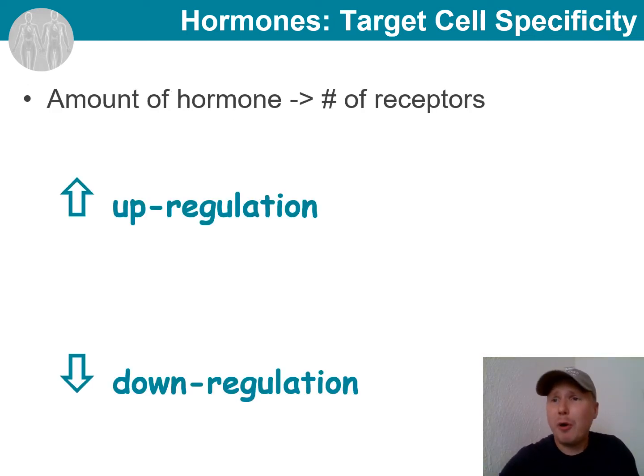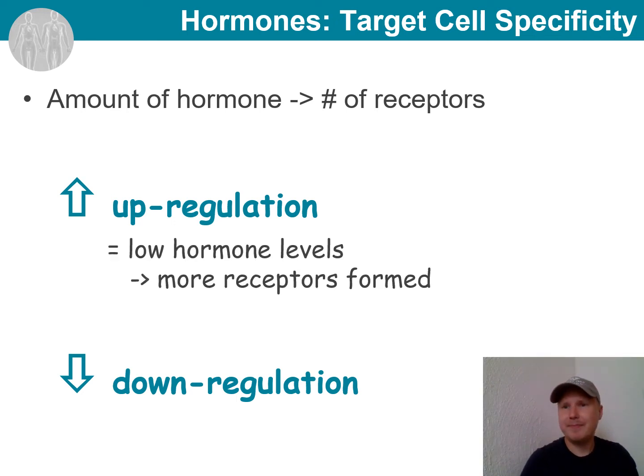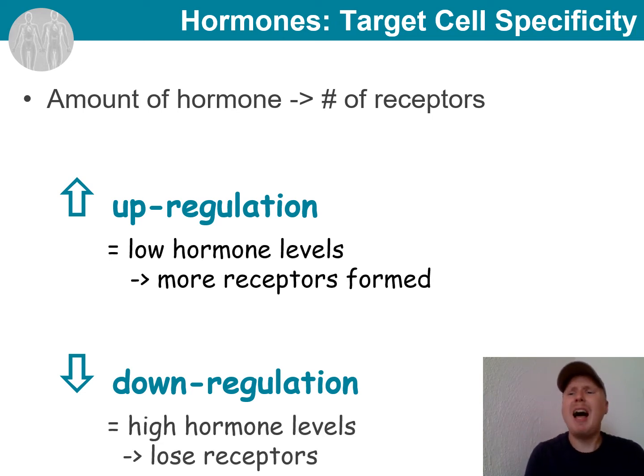The amount of hormone that is present will also have an effect on the number of receptors in the target cell. If there are low levels of hormone around, the target cells make more receptors. This is known as upregulation. And if there are high hormone levels around, the target cells will lose receptors. This in turn is known as downregulation.